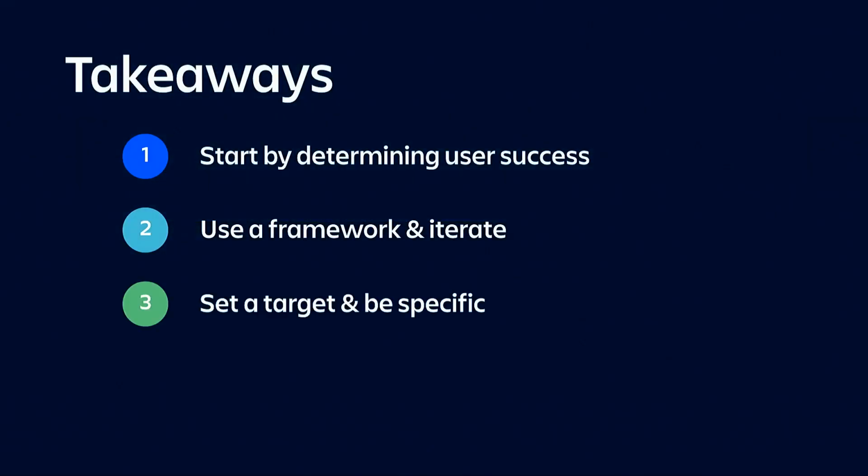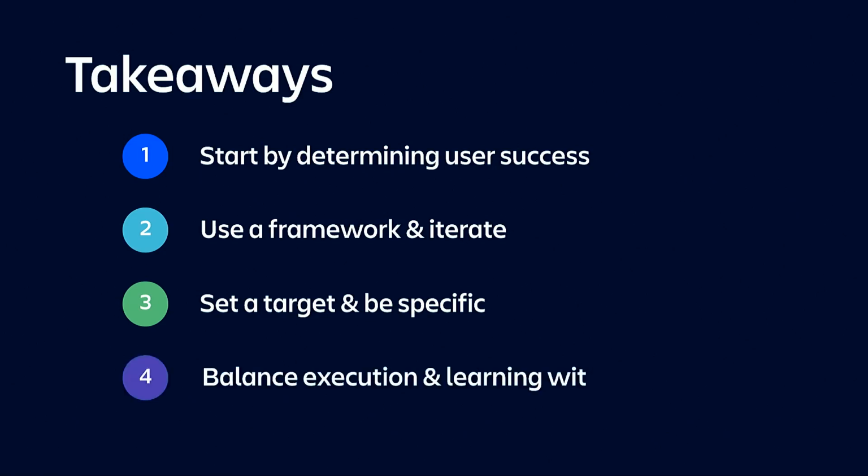Third, writing down X% as a placeholder target might be tempting, but challenge your team to put down a number to get the discussion going and learn from. And once you do put down a target, make sure that you're being specific with what you're trying to achieve. And finally, understand that choosing your metrics is going to be an iterative process, and make sure that you balance your execution and learning with setting the perfect metric.